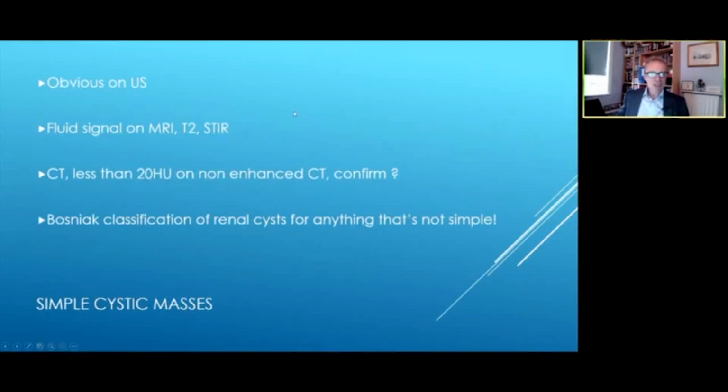So simple cystic masses are obvious on ultrasound. They've got fluid signal on MRI, the high signal on T2 and STIR. On CT, they're less than 20 Hounsfield units on a non-enhanced CT, and you might need to confirm that. The 20 Hounsfield units is not always absolutely categorical and might need to be confirmed with ultrasound or MRI. Anything more complex needs a Bosniak classification, and that's purely for cysts, not masses.